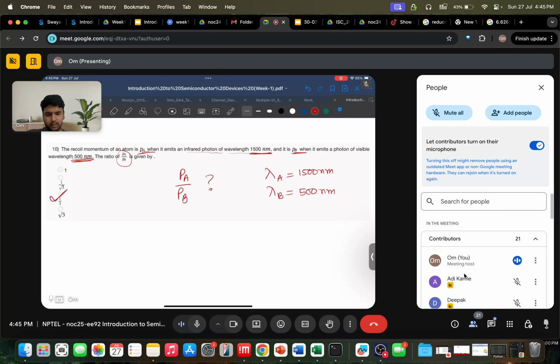Right. C is the answer. Option C. Lambda is h upon p. So lambda A by lambda B, or you can write PA by PB will be lambda B by lambda A, which is 500 by 1500, which is 1 by 3.